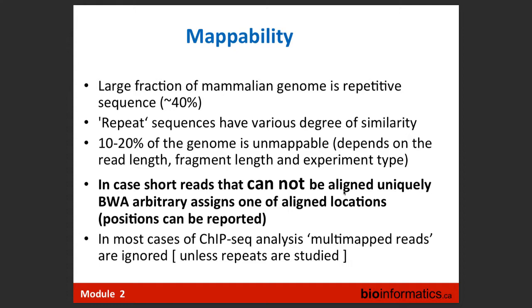But if we take, say, 50 base pair long reads, then about 15% of the genome will be unmappable. It means single-end reads. It means that in 15% of the genome, we will have similarities. So a read originating from 15% of the genome can originate from somewhere else.